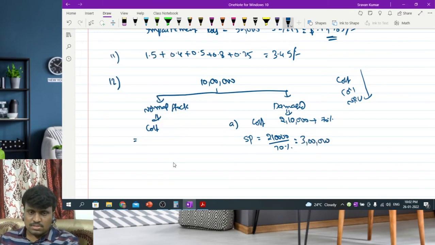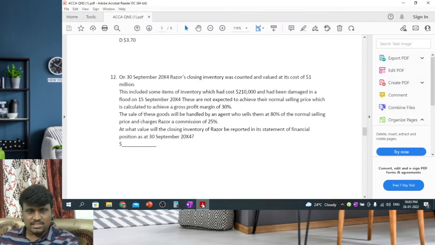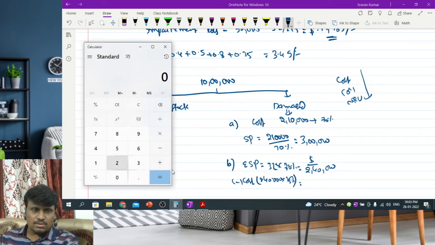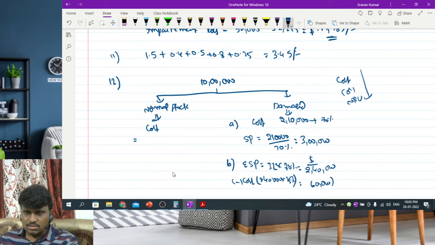Then this is the cost. Then we need to calculate the NRV. NRV is equal to the estimated selling price. So 3 lakh into 80%, clearly stated, so 2 lakh 40,000, minus the cost. So the cost is how much is stated? 25%. Generally on sales we provide the cost. So 2 lakh 40,000 into 0.25, 25%. How much amount? 60,000. So NRV is 1,80,000.